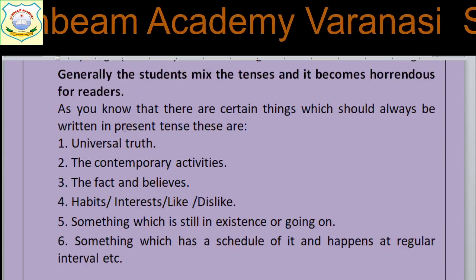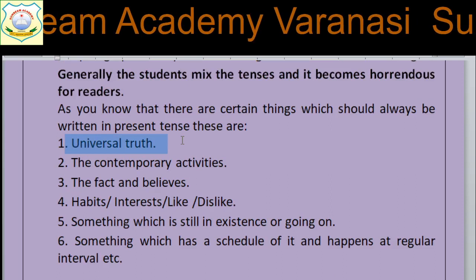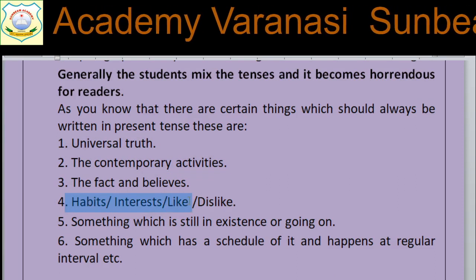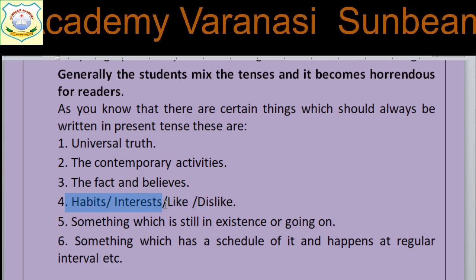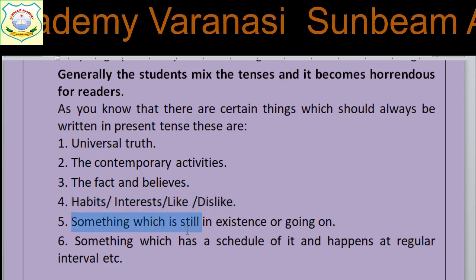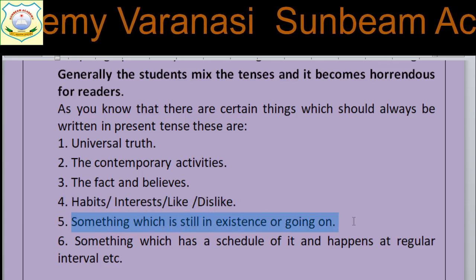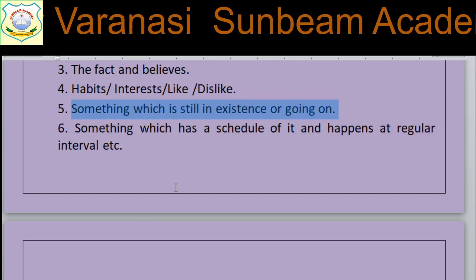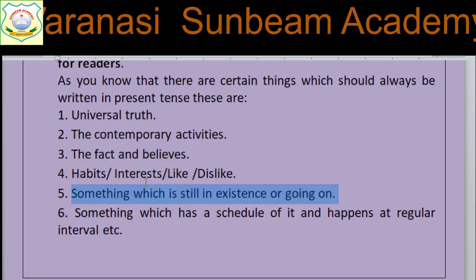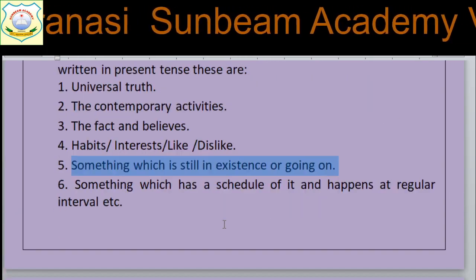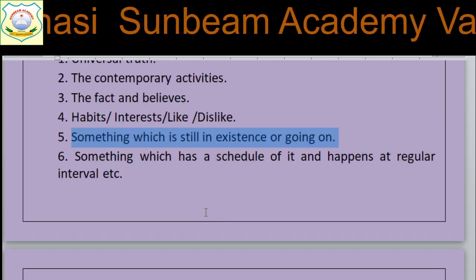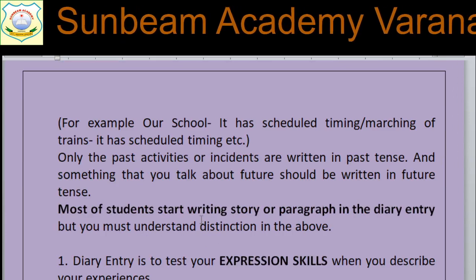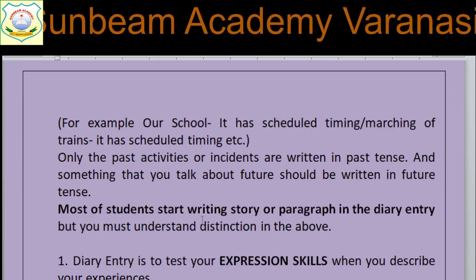What are the things that come in simple present? Universal truth, contemporary activities, the facts you believe in, habit, and interests, like, dislike, something which is still in experience or going on. So all these things that are scheduled or regular, it happens at regular intervals. So all these things are written in simple present. Okay, and you must make use of simple present and past if you are describing your past.